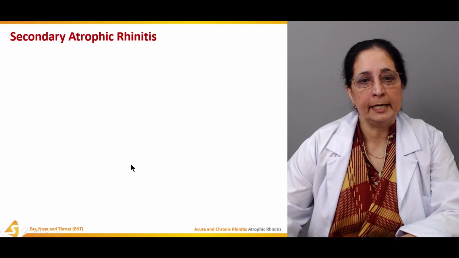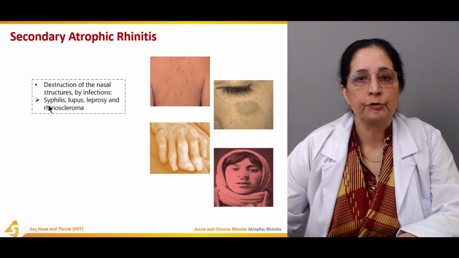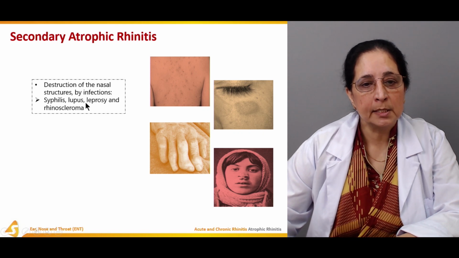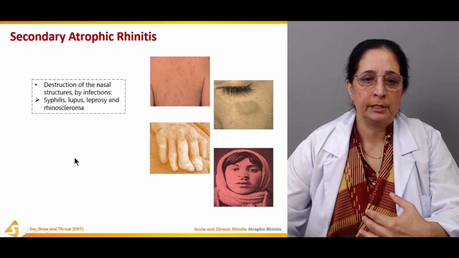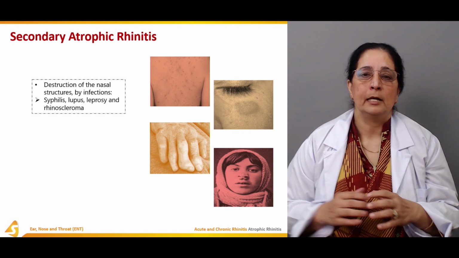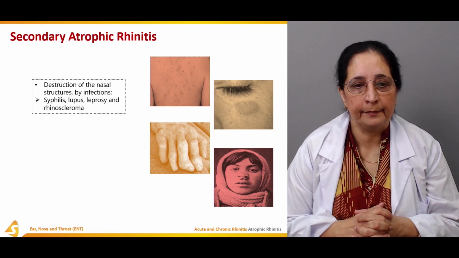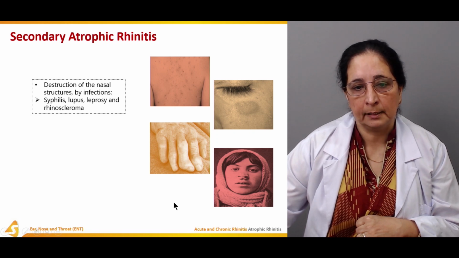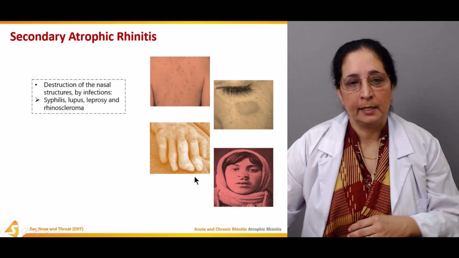Then what's secondary atrophic rhinitis? Destruction of the nasal structure by infections like syphilis, lupus, leprosy, and rhinoscleroma. All these infections cause destruction of nasal structures that can cause atrophic rhinitis, and usually the infections are syphilis, lupus, and leprosy. These are different patients with features of lupus, and then we have syphilis and leprosy.